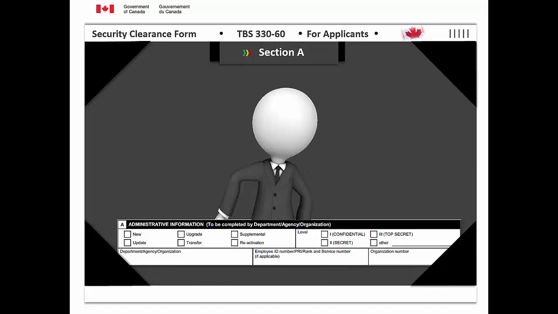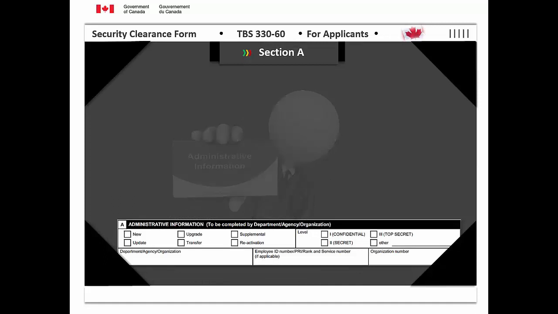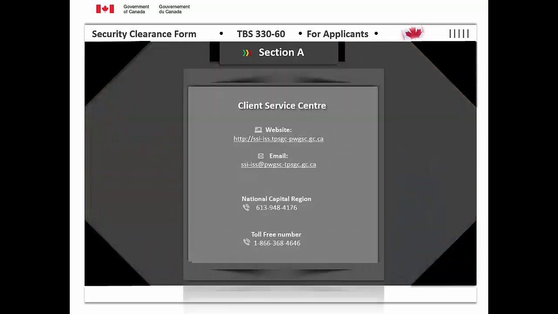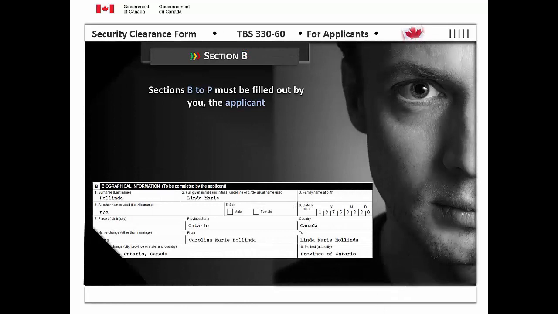Section A, Administrative Information. This section must be completed by the company security officer. If you are a company security officer looking for guidance on this section, please reach out to our Client Service Center or visit our website. Sections B to P must be filled out by you, the applicant. Section B, Biographical Information. This section is often filled out incorrectly.